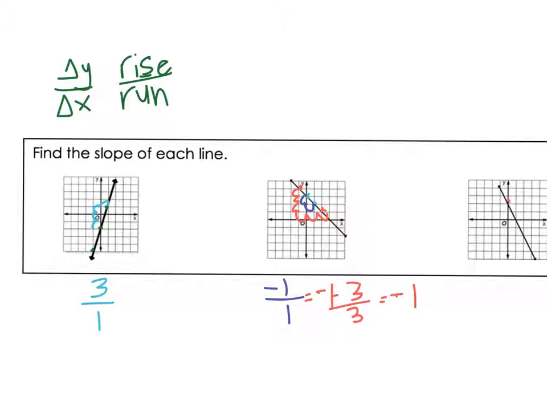So then on the third one, I want to choose any 2 points where it goes through the corners of the grid. And then my change in y, it's going down 2, so negative 2, and to the right 1, so negative 2 over 1 is the slope, or negative 2.